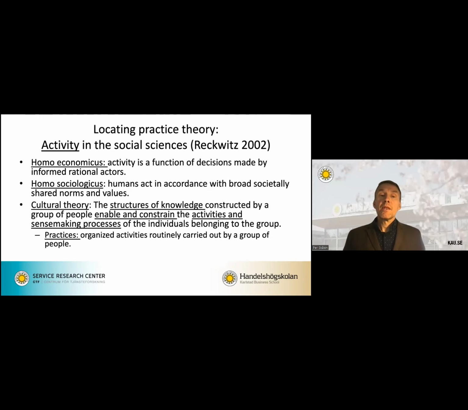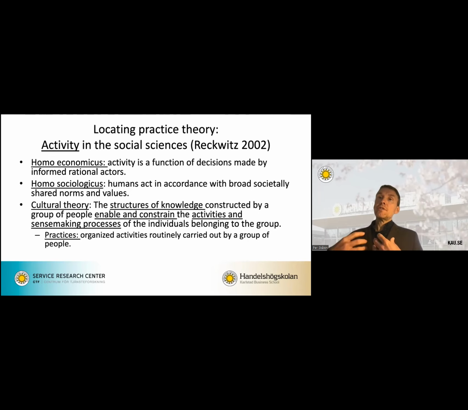If we should summarize culture theory in one sentence, I choose to do it like this, informed by Reckwitz. There are tons of books written on culture theory, so this is of course a simplification. Reckwitz says that culture theory is theories that say that in a local context, structures of knowledge are constructed by the actors that are active in that context, and these structures that they themselves construct enable and constrain the activities and sense-making processes of the individuals belonging to that group.